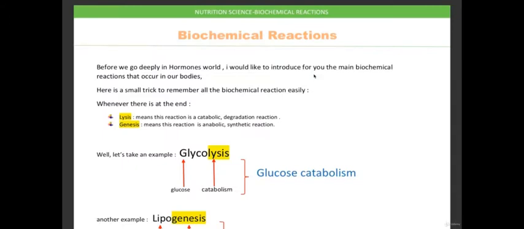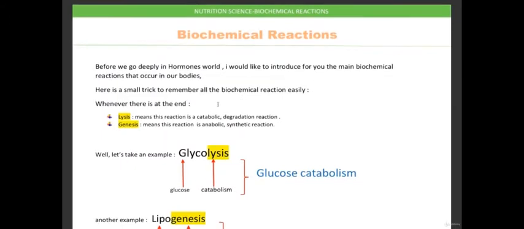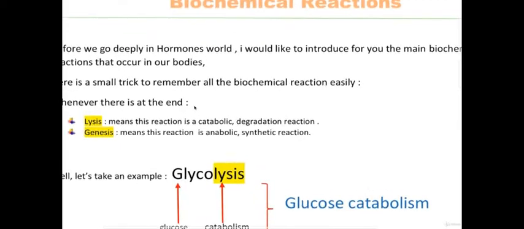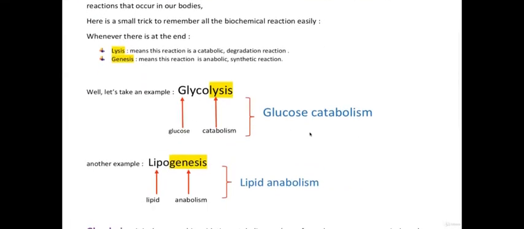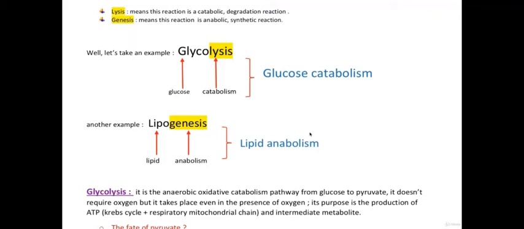Well, let's dive in. Here is a small trick to remember all the biochemical reactions easily. Whenever there is "lysis" at the end, that means you have a catabolic or degradation reaction. Whenever you have "genesis" at the end, that means you have an anabolic or synthetic reaction. Well, let's have an example in order to practice your understanding.